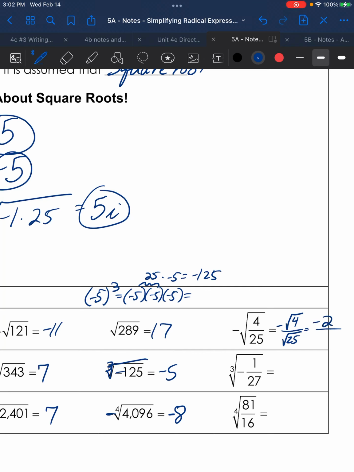We have the cube root, and the negative I'm just going to put up to the numerator, and the cube root of 27. You see I did the negative up to the numerator in the first problem too. Cube root of negative 1 is negative 1. Cube root of 27 is 3. And the last problem, fourth root of 81 and the fourth root of 16. Fourth root of 81 is 3. Fourth root of 16 is 2. So make sure you look and think in fourth roots, not square roots.